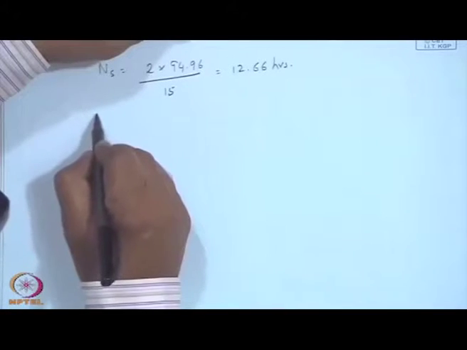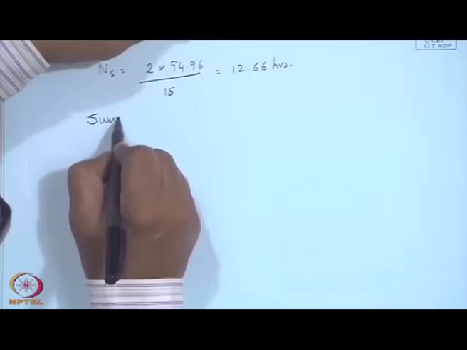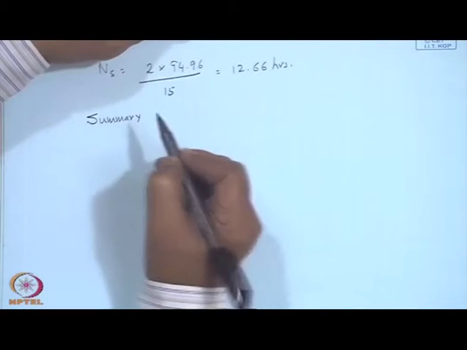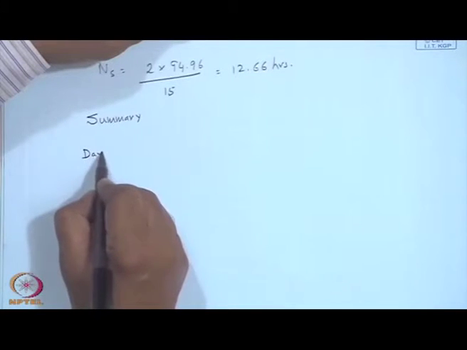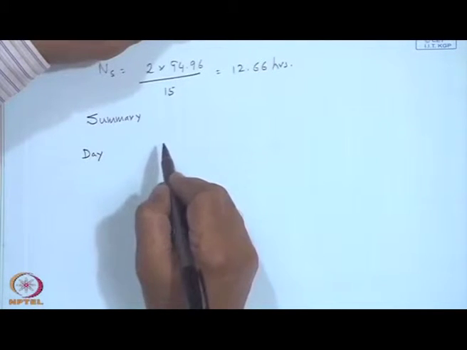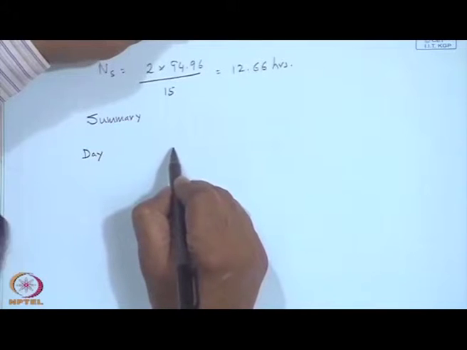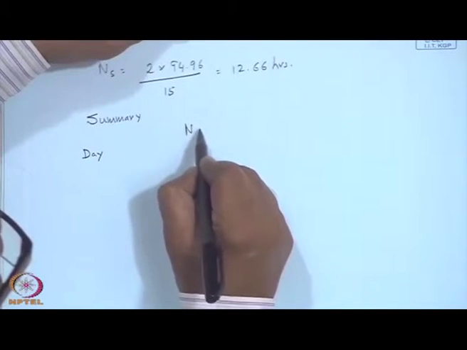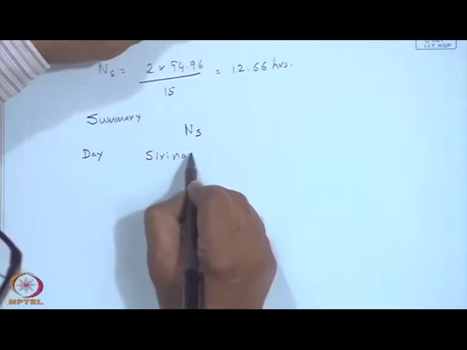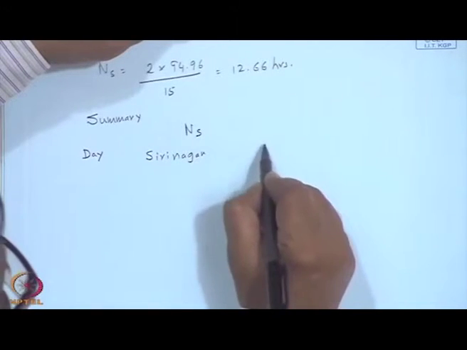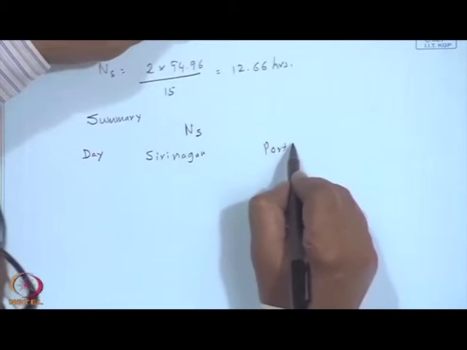So, if I make a summary so that we can draw some conclusions, I will set up myself a table, and I am giving the number of sunshine hours for Srinagar and Port Blair.